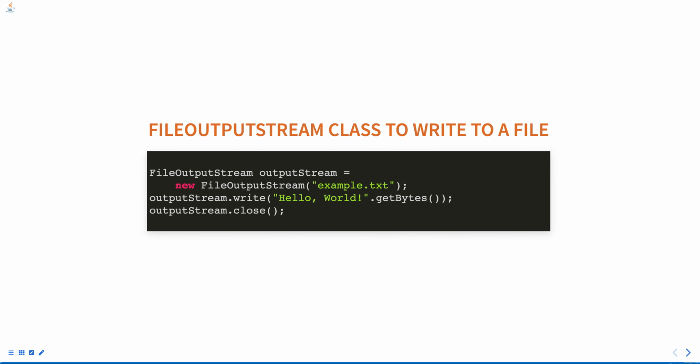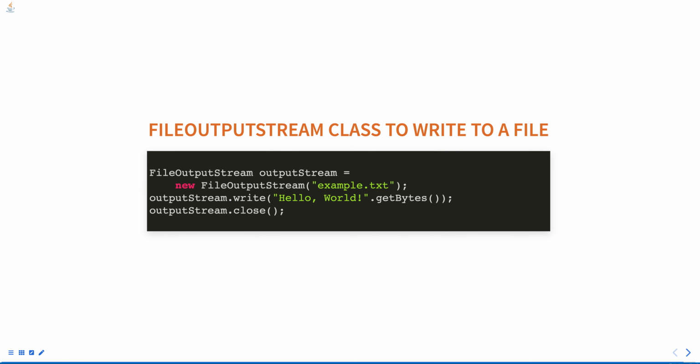In this example, a new FileOutputStream object is created, passing the file name example.txt as a parameter. The write method is used to write a string of text to the file. In this case, hello world.